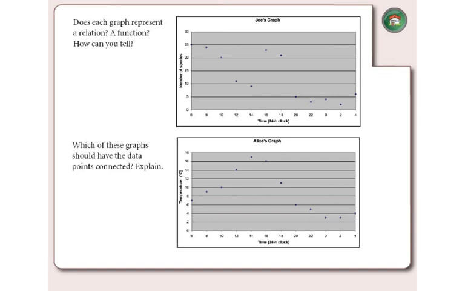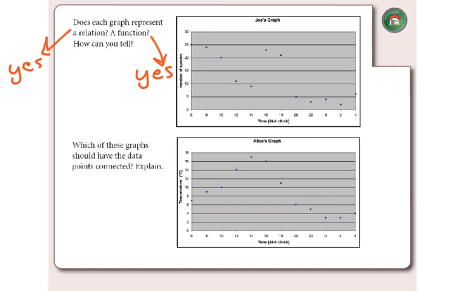So does each graph represent a relation? Yes. All graphs represent a relation. Does each graph represent a function? This is slightly more difficult to tell based on the graph. If we had the table in front of us, we could tell very easily. But there are methods for telling whether or not graphs are functions. We'll get into those in a little bit. But yes, both of those graphs represent functions.